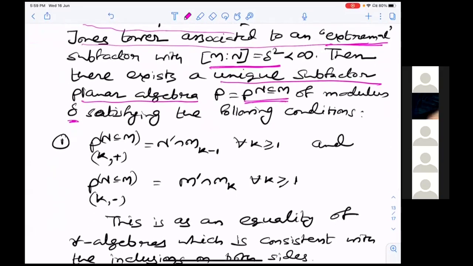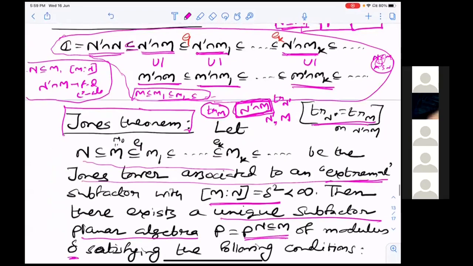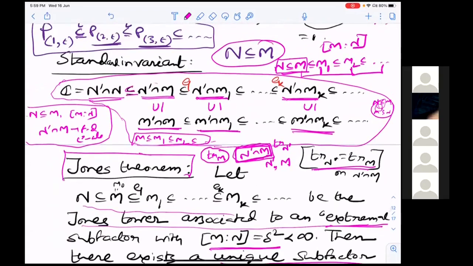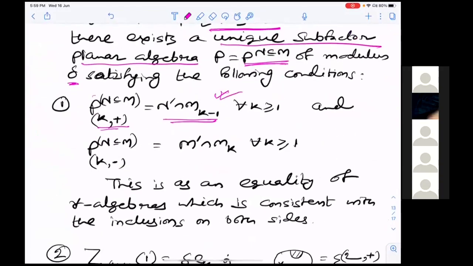So this is the planar algebra P. P_k plus will be just N prime intersect M_{k-1}. So this is my P1, this is my P2, this is my Pk. So we can find a planar algebra such that each Pk will be the higher relative commutant. That is too good. And P_k minus will be M prime intersect M_k.